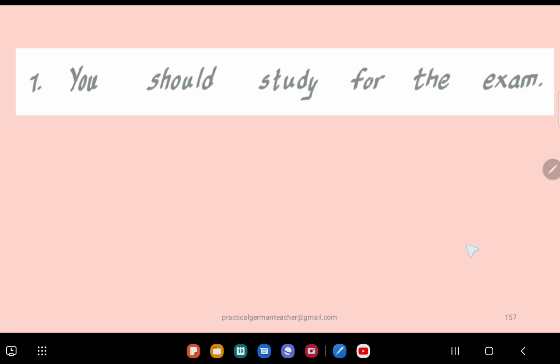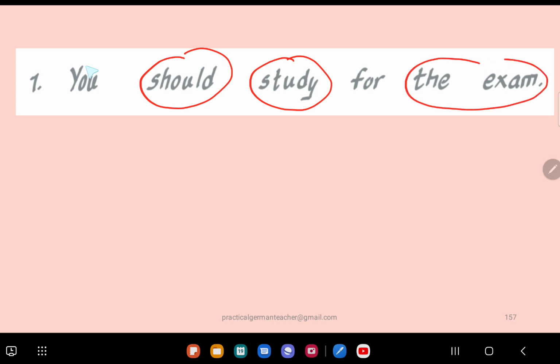You should study for the exam. How will you write this in German? Before you do that, please figure out the words: there is should, there is study, then you have the exam, you have you, and you have for. Here you can think of for as für. The exam is Prüfung, it's die Prüfung.